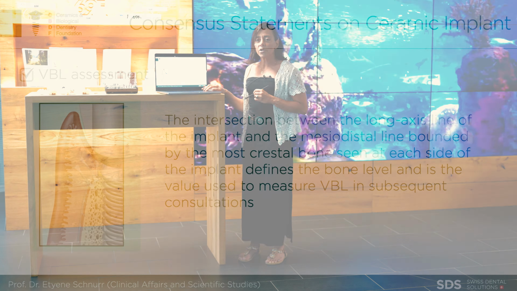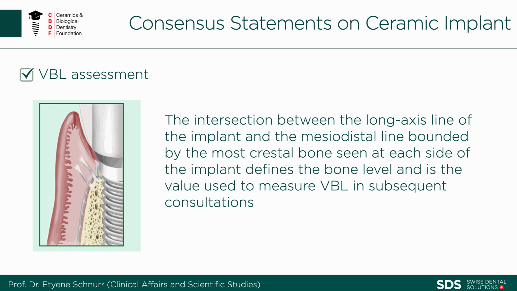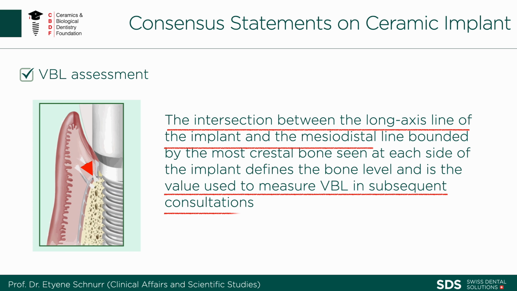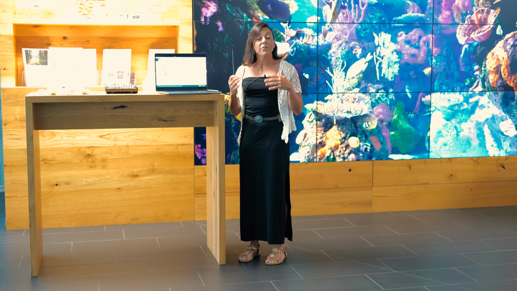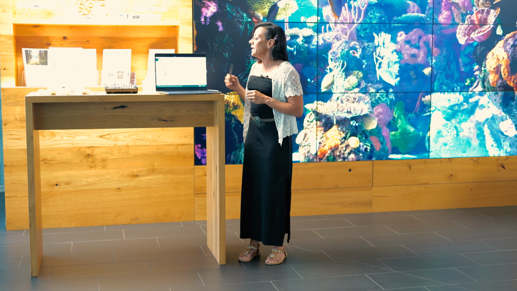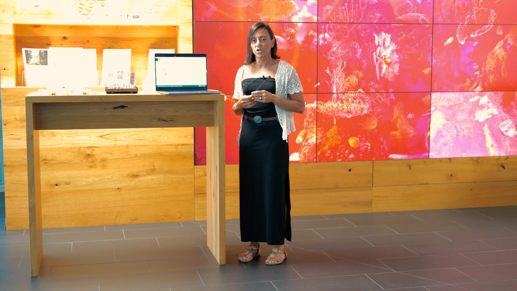To assess the vertical bone loss, first, define the most crestal bone at each side of the implant. The intersection between the long axis line of the implant and the mesial-distal line bounded by this most crestal bone at each side of the implant defines the bone level, and it's this value that is going to be used for the vertical bone loss measurement in each subsequent consultation.